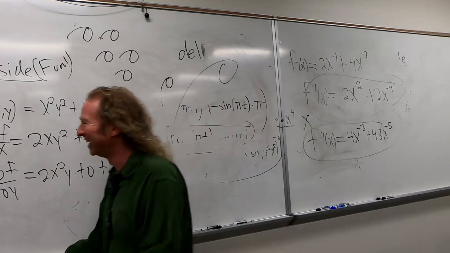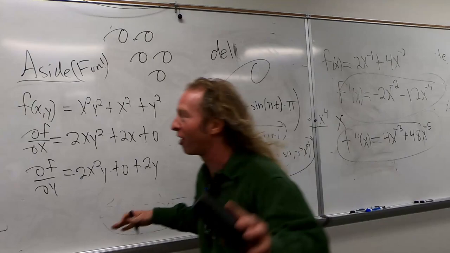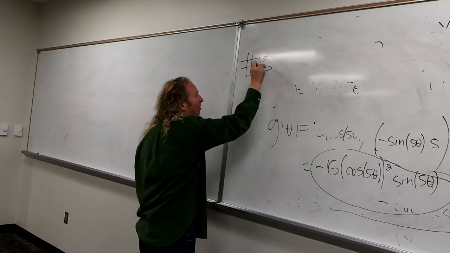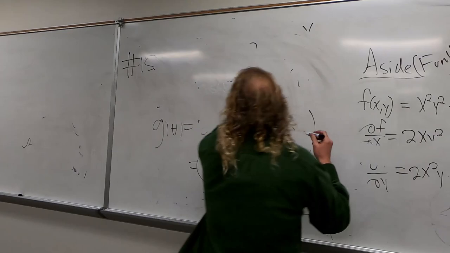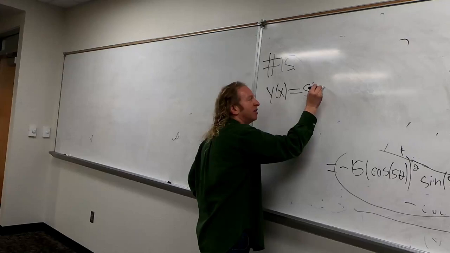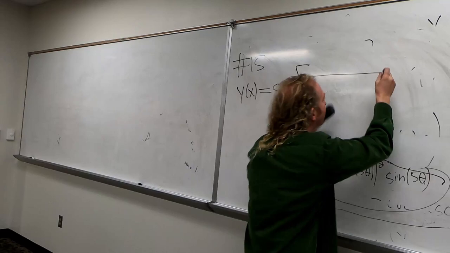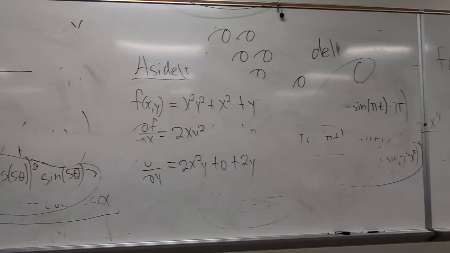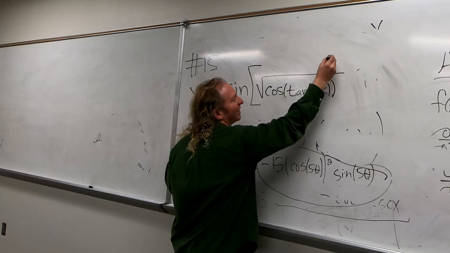Yeah, that's calc 3. All right, let's do something really hard. Number 15, super hard. This is just insane. Why is it in the homework? I don't know, but it's good for you. It's good to do hard stuff. y of x. I'm going to write it in a different way, with some extra stuff on it. It has a square root here, but I'm going to put a bracket here for clarity. Sine of cosine of tangent of pi x. It's ridiculous.